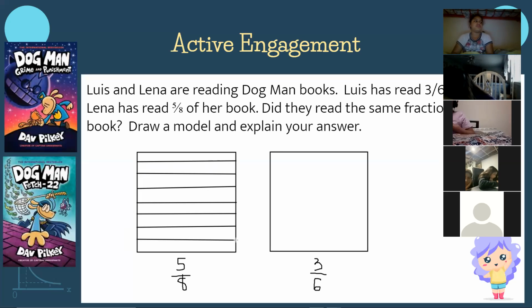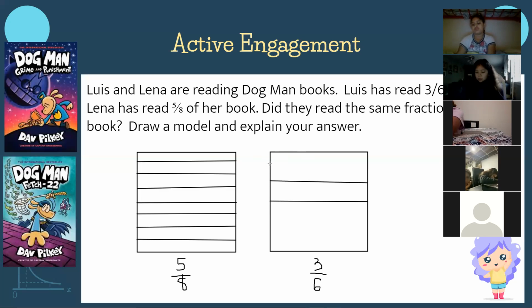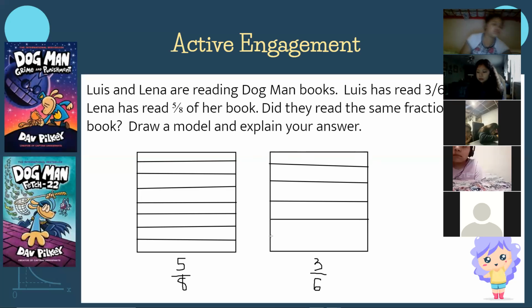So notice how I did all of my lines horizontally. I'm going to do the same thing for the other model when I'm comparing. So 3/6, I see the denominator of 6 going to partition into 6 equal pieces. 6 are a little bit more difficult to do. Ooh, my lines are not too straight, you guys. The more straight you get your lines, the better and easier it will be to compare.